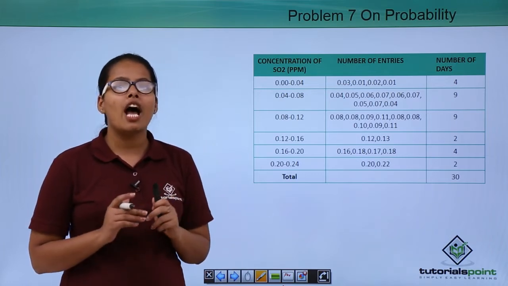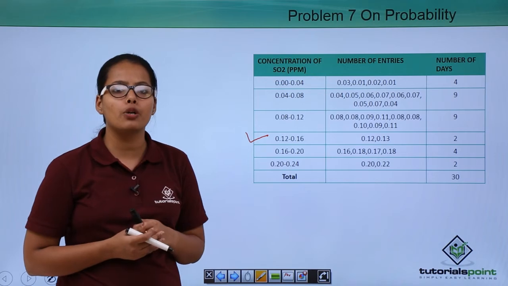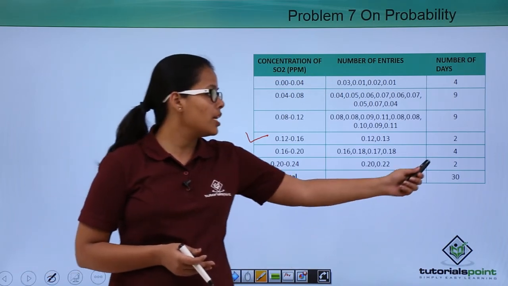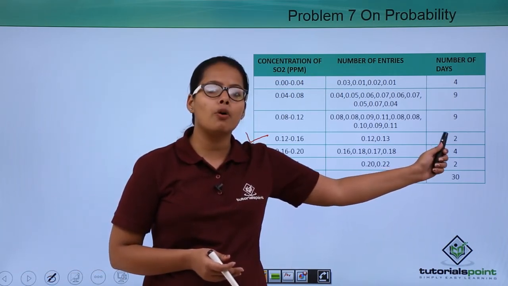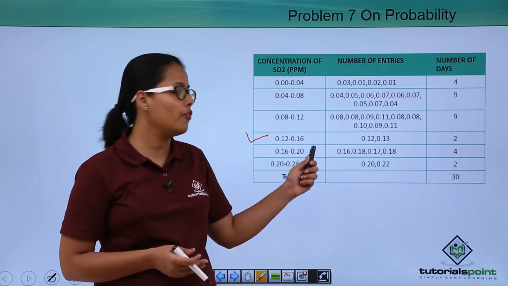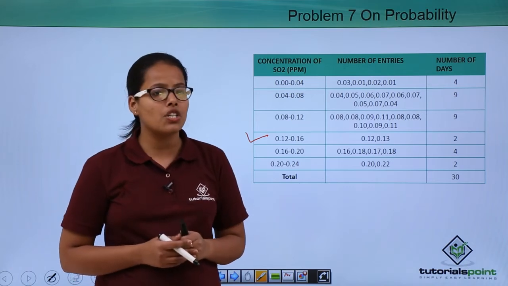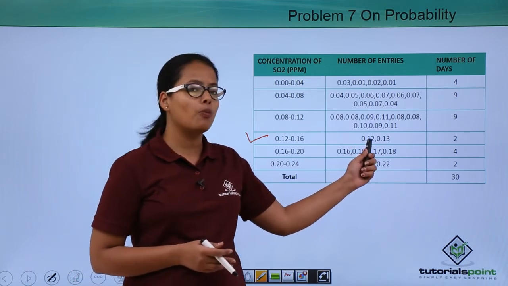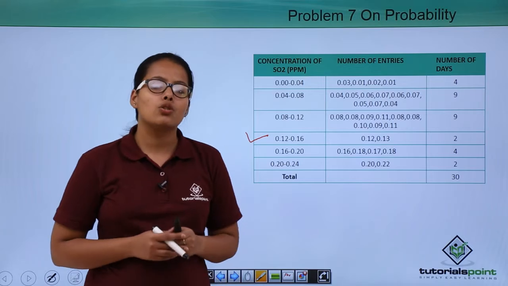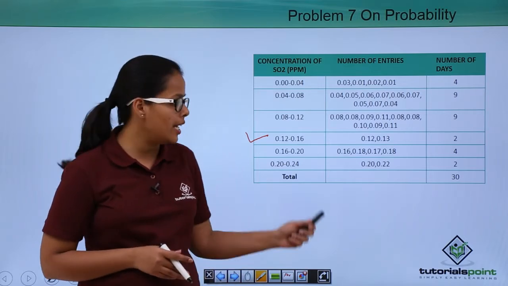So here you have been asked to consider the interval of 0.12 to 0.16, and you can see here only on two days the concentration of sulfur dioxide was lying in the interval of 0.12 to 0.16. So here, how would you calculate the probability of concentration of sulfur dioxide? Let's see.